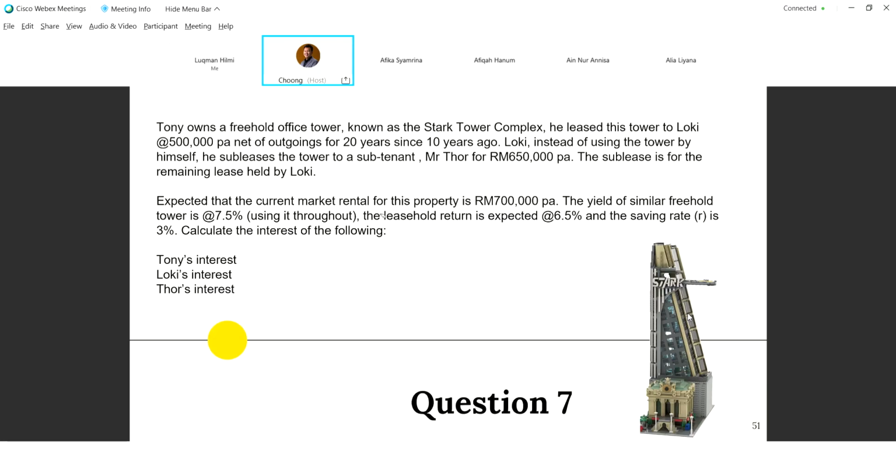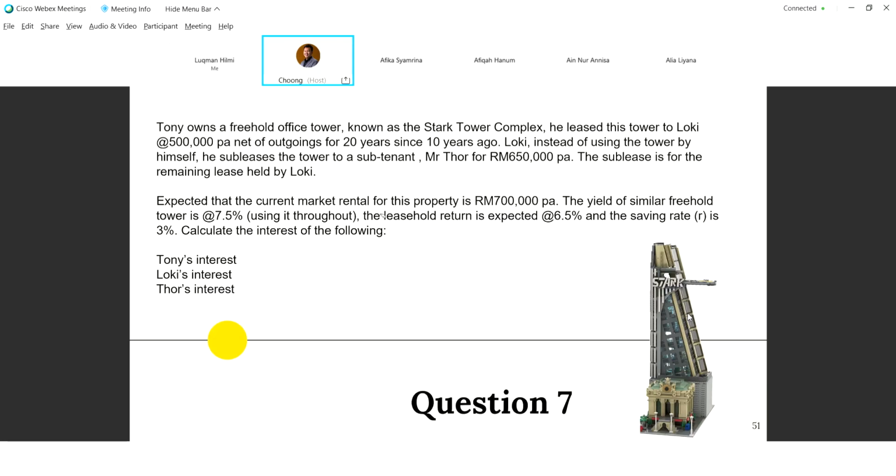Right. So expected that the current market rental for the property, your full rental value at this moment, is 700,000 per annum. The yield of similar freehold tower is 7.5%, using it throughout. The leasehold return expected is 6.5%, and the saving rate is 3%. Calculate the interest of the following: Tony's interest, Lockheed's interest, and also Tall's interest.